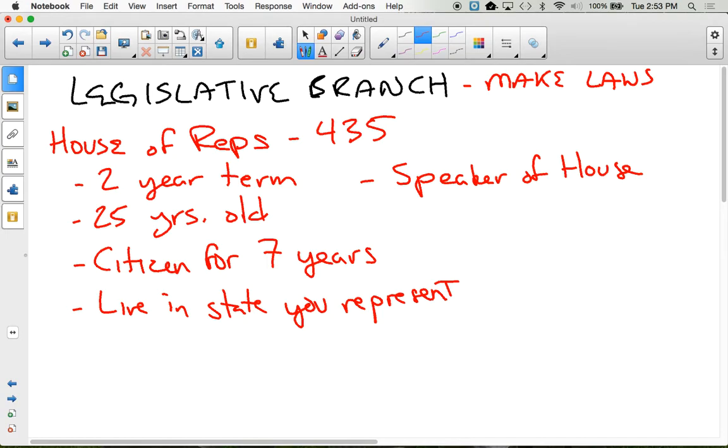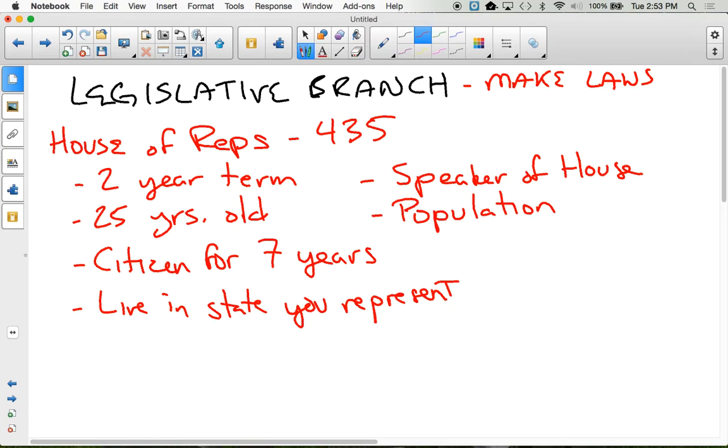The House of Representatives is based on population. Every 10 years, as we talked about, there's a census, and that census determines how many representatives each state has. The last census was 2010. The next one will be 2020. If a member of the House of Representatives dies or resigns, there is a special election to replace them.